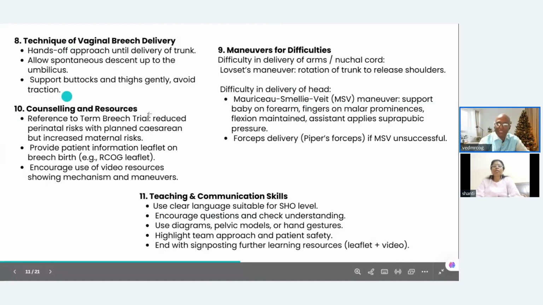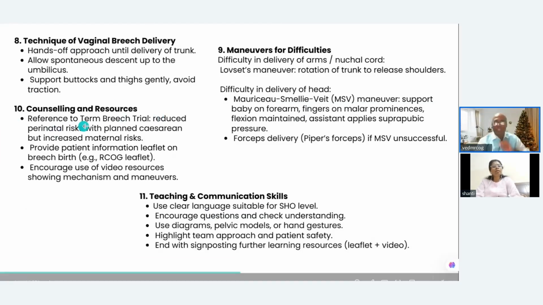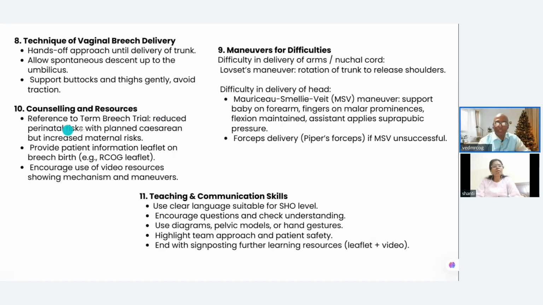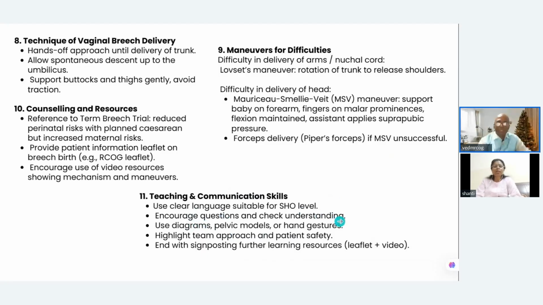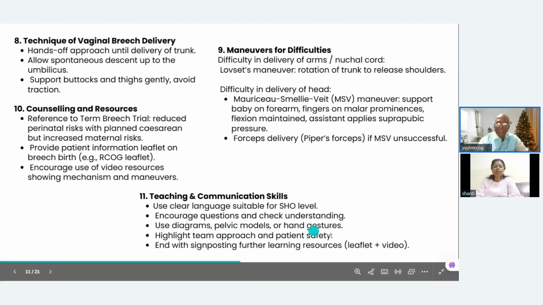Then counseling and resources: reference to Term Breech Trial, reduced perinatal risk with planned cesarean section but increased maternal risk, provide information leaflet on breech birth, encourage use of video resources showing mechanism and maneuvers. So teaching and communication skill: use clear language suitable for SHO level, encourage questions and check understanding, use diagrams, pelvic models, hand gestures, highlight team approach and patient safety, end with signposting further learning resources like leaflets and video. So that is the way of presentation.